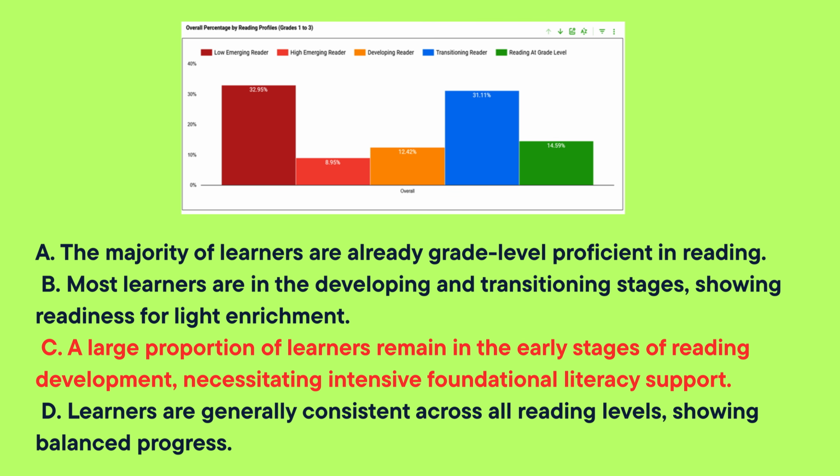Only 14.59% are grade ready, not a majority. B is inaccurate. Developing, 12.42%, plus transitioning, 31.11%, make up 43.53%, but that doesn't outweigh those still emerging. D is misleading. The data shows a clear concentration in the lower spectrum, emerging plus transitioning.